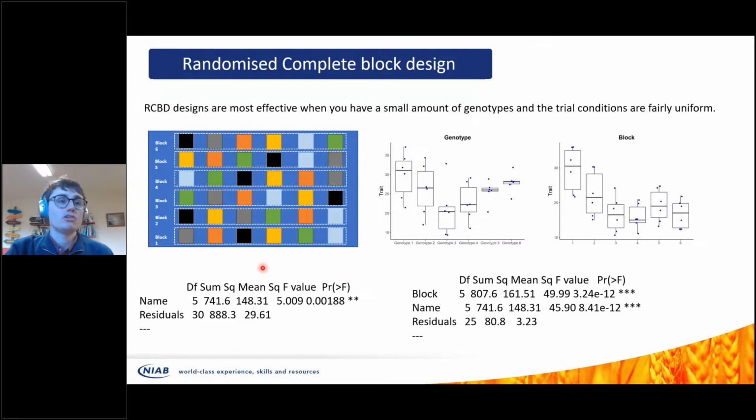If we were just to do a basic ANOVA on this data, you see that there is a significant genotypic effect, but the leftover residuals are very high. There's a lot of unexplained noise in the data.